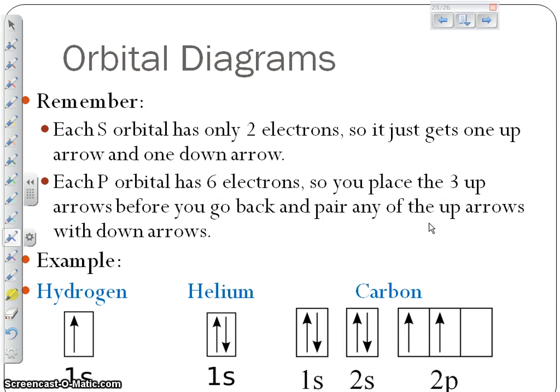Alright? So we fill up the 1s here. Alright, so for helium, up and down. Alright? For something like carbon, where we've got 6 electrons, you've got to fill the 1s with an up and then a down before you can move on to the 2s. At 2s, you fill it with a 1 up and a 1 down. And then once you get to 2p, we need to have 3 up arrows before you come back and produce a singular down arrow. Okay?